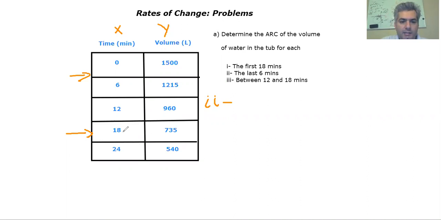And the last 6 minutes is basically, if you look here, your last 6 minutes would be from the finishing time, which is 24 minutes. And then you subtract 6, so 24 minus 6 gets you to 18. So in this case, your last 6 minutes is going to be this interval, from 18 to 24. So good first step, identify your coordinates. So step by step, you don't have to rush yourself.